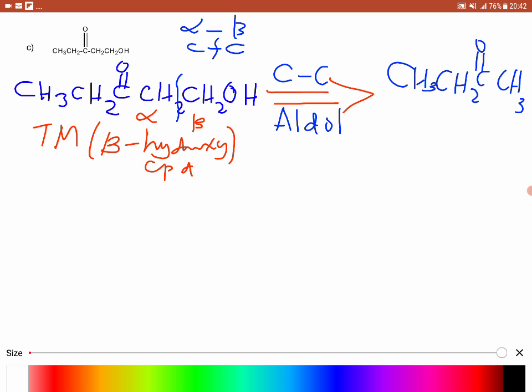While the other one is an aldehyde. So it is an aldehyde having one carbon, so HCO. So this aldehyde is the one we call formaldehyde.